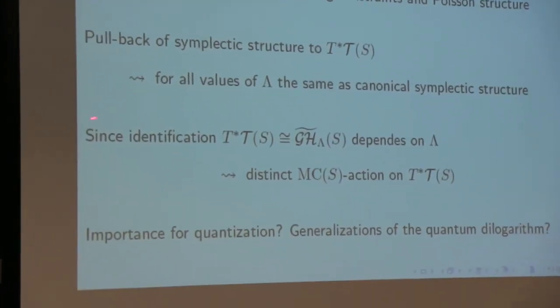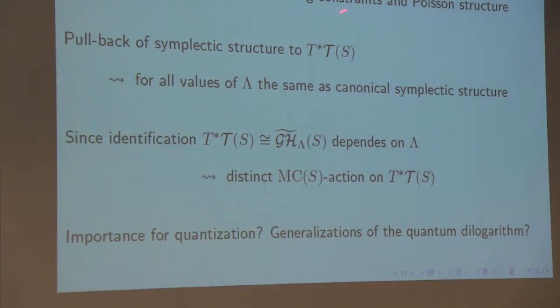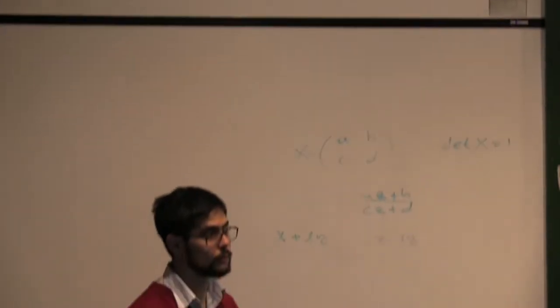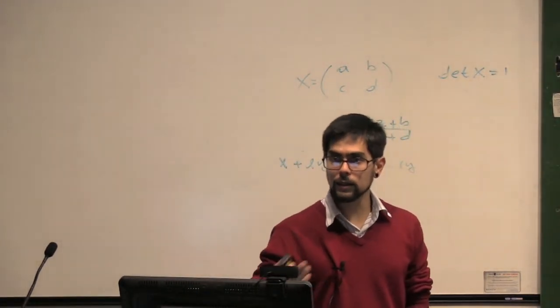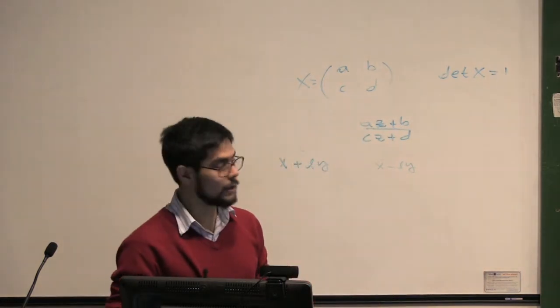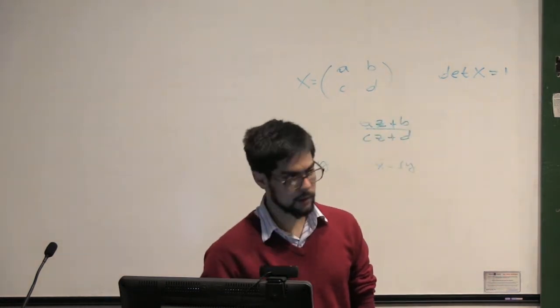And I just want to again state that because these identifications are different, they depend on lambda in a very particular way. The Whitehead moves that we find here define different mapping class group actions on the same phase space, the same cotangent bundle over Teichmüller space. And to finish, I would like to understand what is the importance of these different actions of the mapping class group for quantization. In principle, you could quantize the cotangent bundle over Teichmüller space quite easily, but does the imposition of different actions of the mapping class group on this space say something about quantization? So that's it, I think.